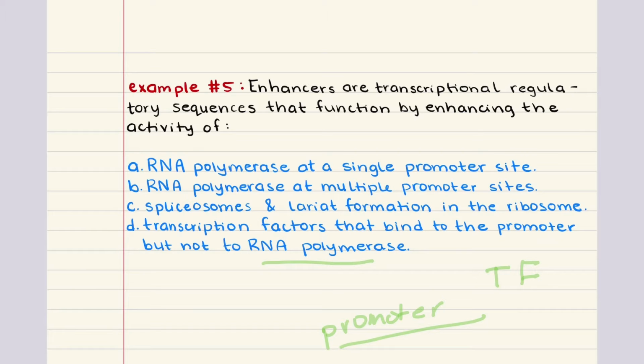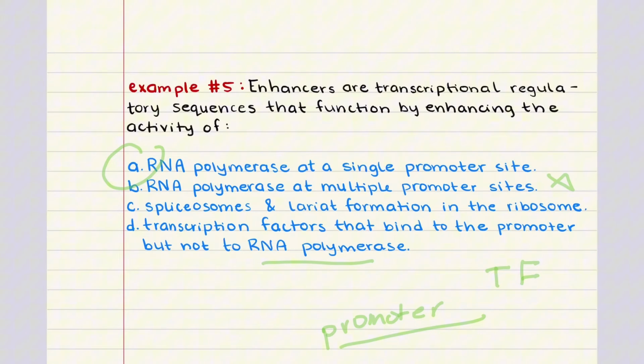So if we want to say this clearly, enhancers increase the activity of RNA polymerase at a promoter, and that's exactly what answer choice A is describing, RNA polymerase at a single promoter site. Now let's rule out the other choices. B says multiple promoter sites, but enhancers are typically specific to a particular gene or promoter. So this isn't the best answer.